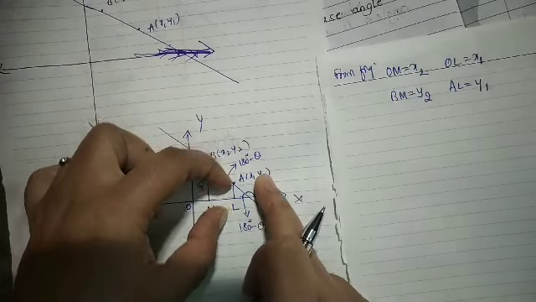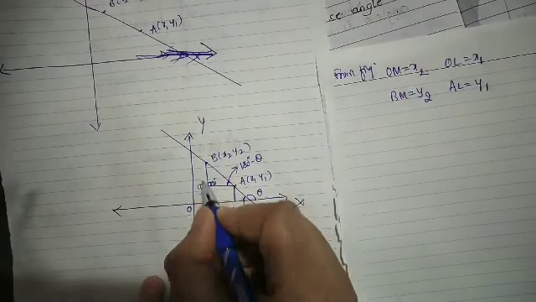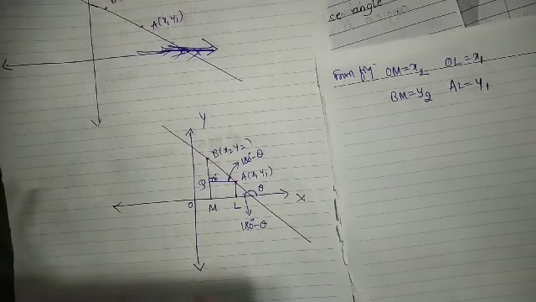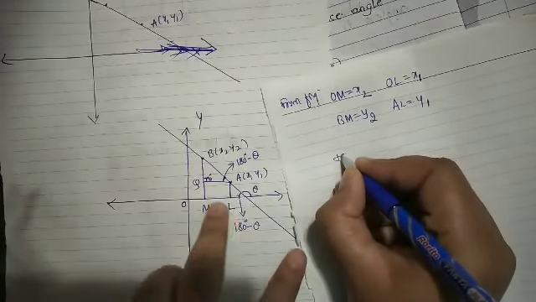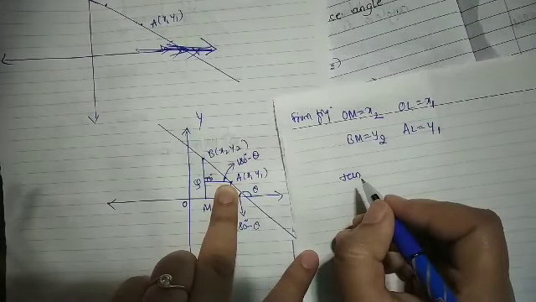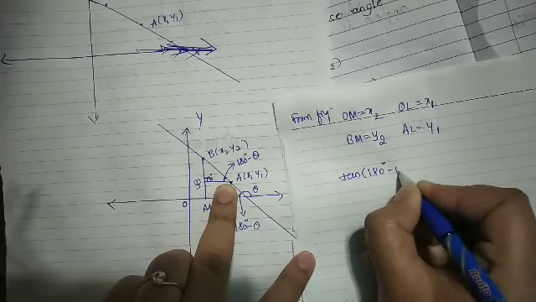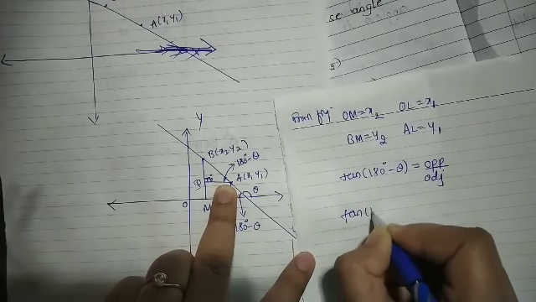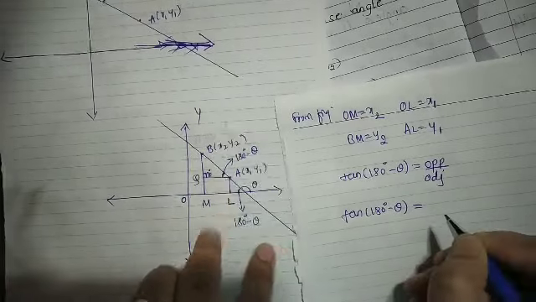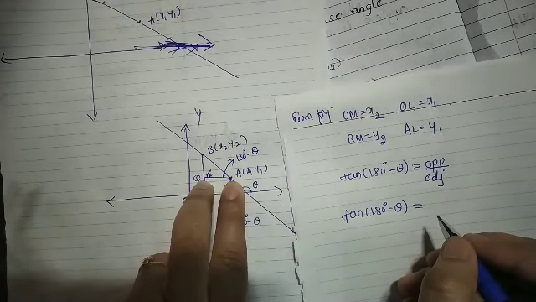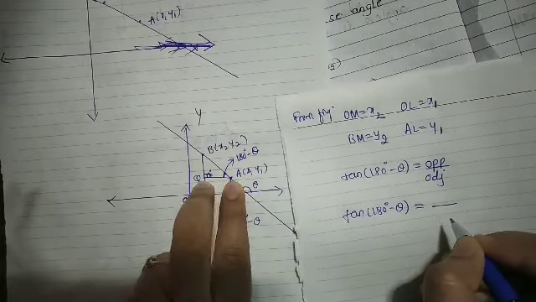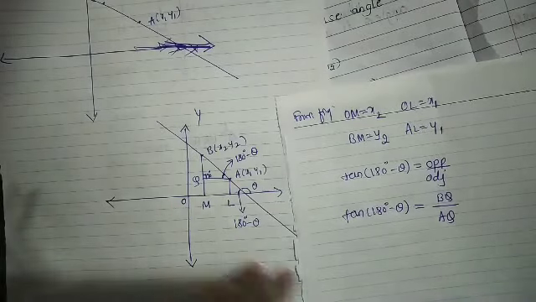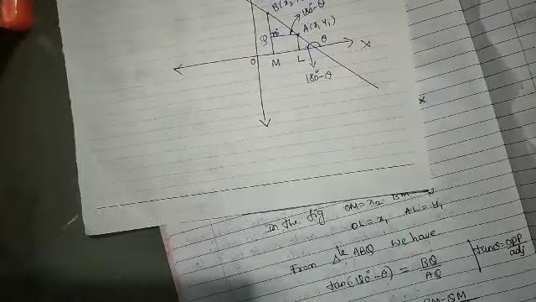Distance AL is y1. From the right angle triangle BQA, what is the tan ratio? The angle is 180 degree minus theta. The tan ratio is given by opposite by adjacent. Tan of 180 degree minus theta is equal to, what is the adjacent side? AQ. What is the opposite side? BQ. So BQ by AQ.